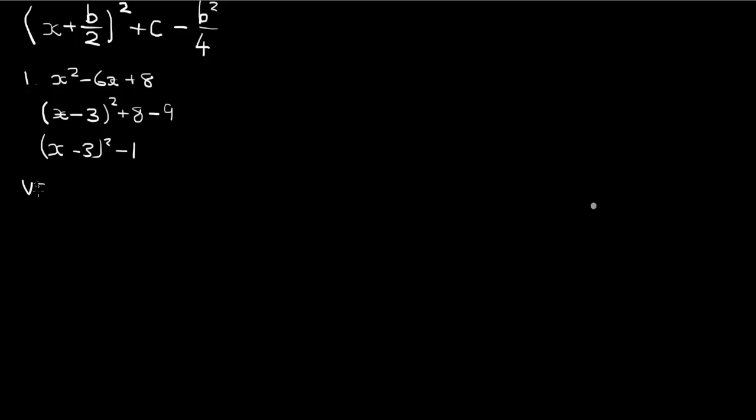So you can see the vertex there is at the point 3, minus 1. So we take the x coordinate, change the sign, and so we get x equals 3 and y is minus 1. Another example.